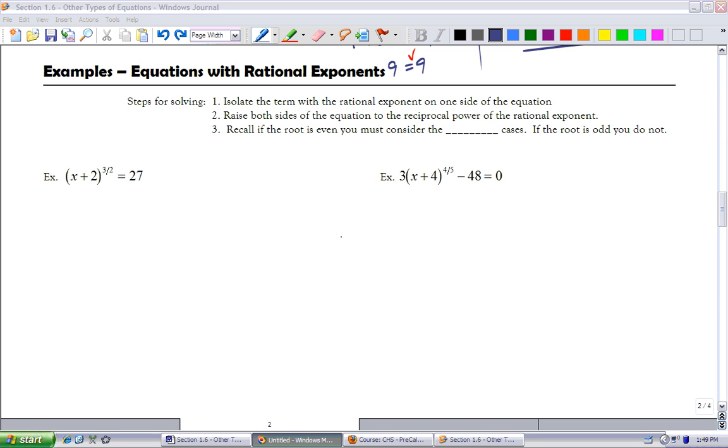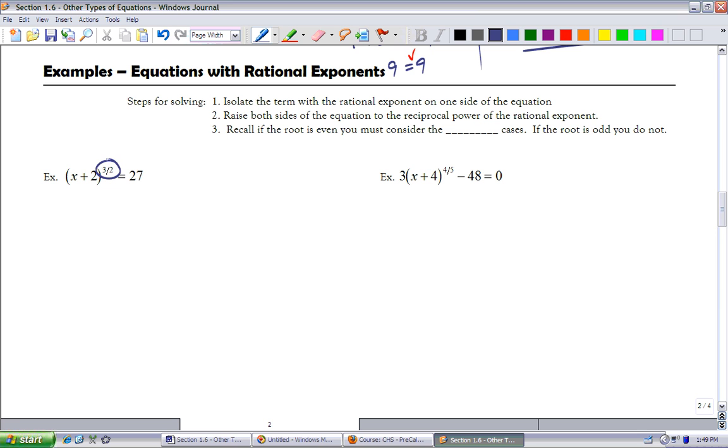Okay, we're going to start equations with rational exponents. A rational exponent is just an exponent that's in fraction form. Okay, not too hard to deal with. Again, we want to isolate the term with that. Then we want to take both sides to the reciprocal power of the rational exponent. Again, sounds difficult. We'll take care of that.